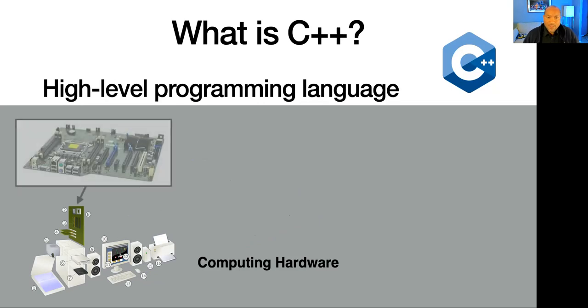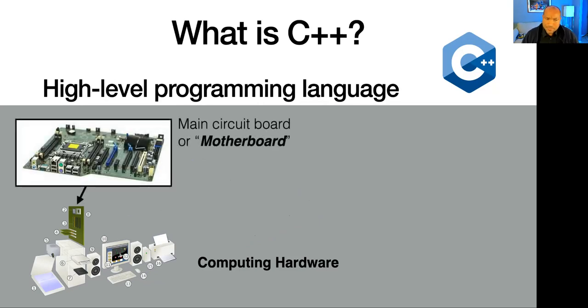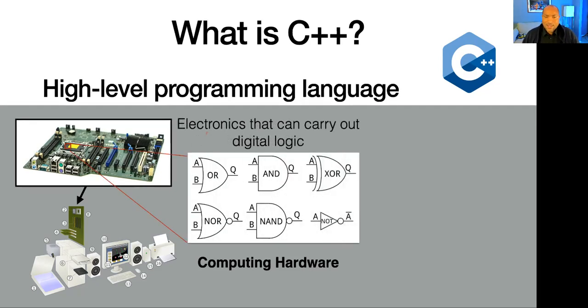One of those that we care about is the main circuit board. On that circuit board, there's a processor. There's memory. There are interfaces for devices. But when we're thinking about this main circuit board, we're just going to abstract it right now, and think of it as the electronics that allow us to carry out digital logic.